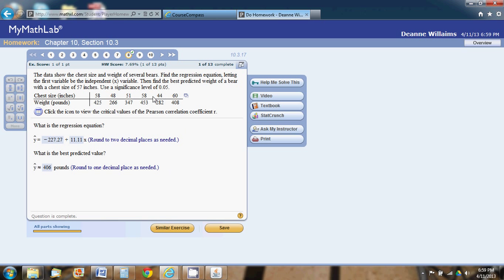Alright, I hope that helps you use StatCrunch to make these regression lines quickly.